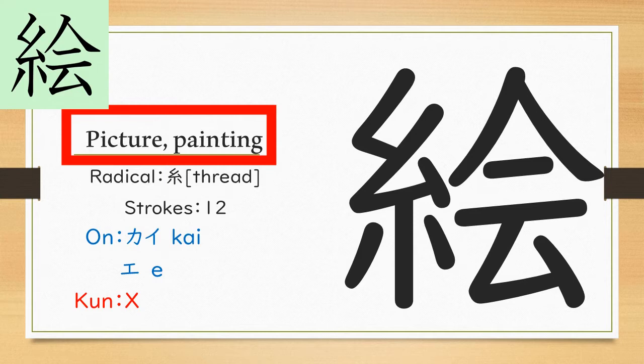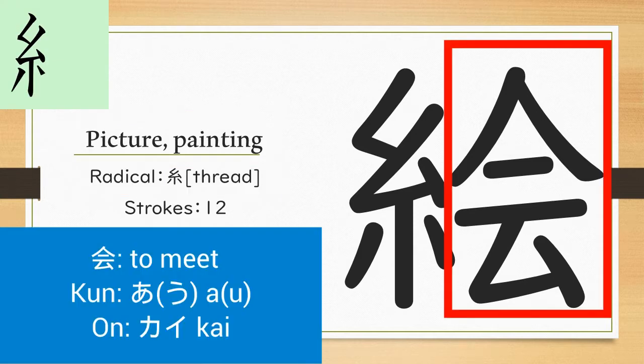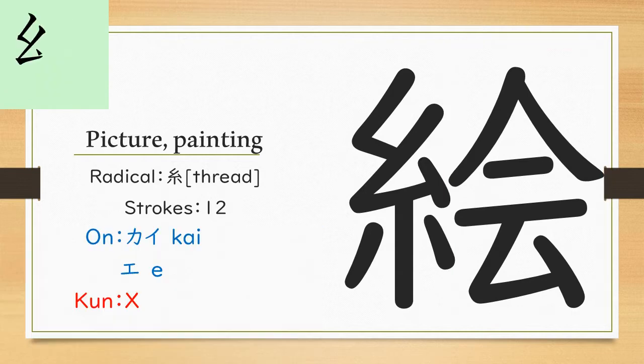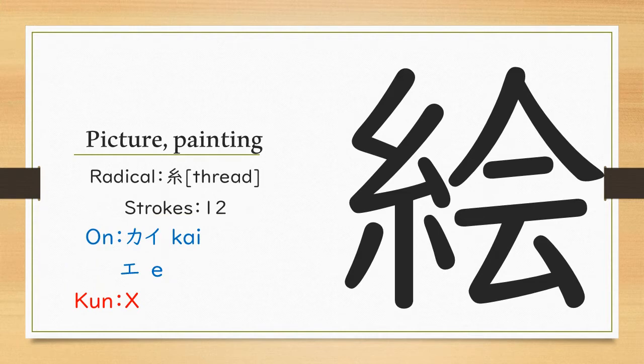This kanji means picture, painting. Radical is ito. Look at the kanji. Right side, you have this kanji. This means to meet. On reading is kai. That's why this kanji's on reading also kai. The other on reading is e. There's no kun reading for this kanji.